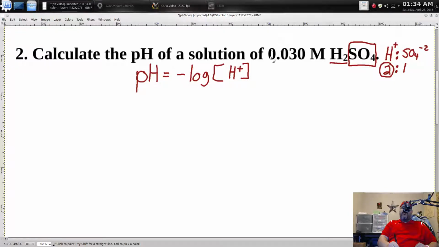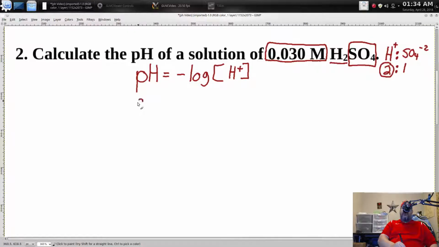This concentration that we have here cannot be just 0.030. The reason for that is we've got twice the amount of hydrogen ions versus the number of sulfate ions. So we have to double that number. Maybe somewhere off to the side, if you want to, you can double it. But I always felt like that could possibly cause you to make a mistake, so I encourage my students to just include it in their calculations.